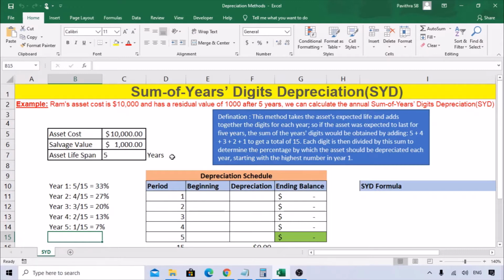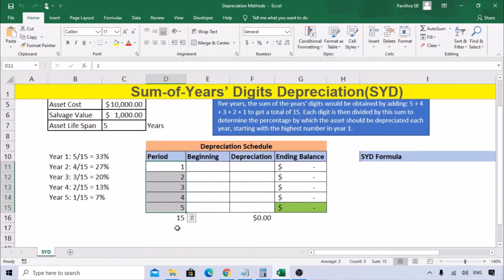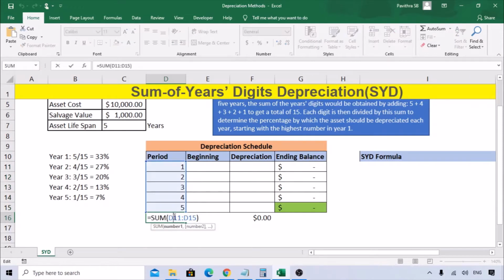So what is the sum of years digit depreciation method? As the definition says, this method takes the asset's expected useful life and adds together the digits of the years. So if the asset is expected to last for 5 years, the sum of the digits would be obtained by adding 5, 4, 3, 2, 1 to get the total of 15. So if the life of the asset is 5 years, it is going to add all this up into 15.